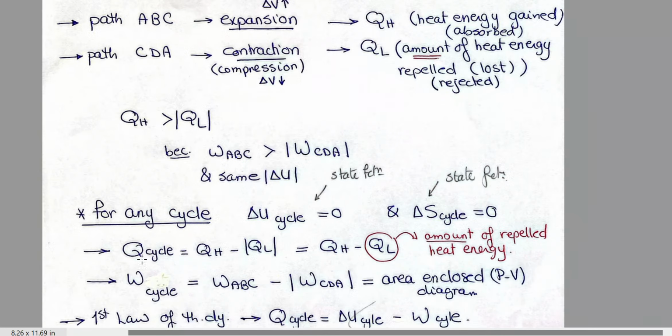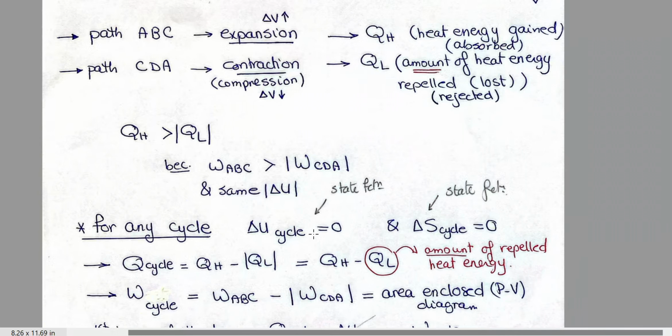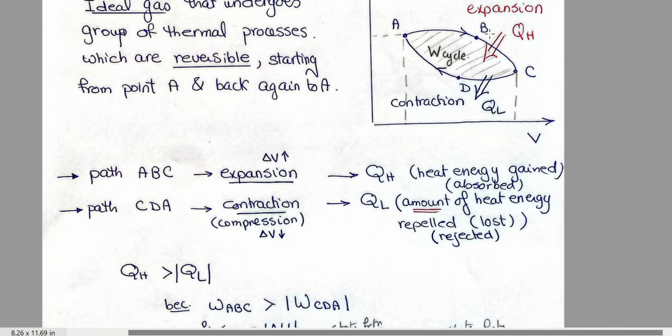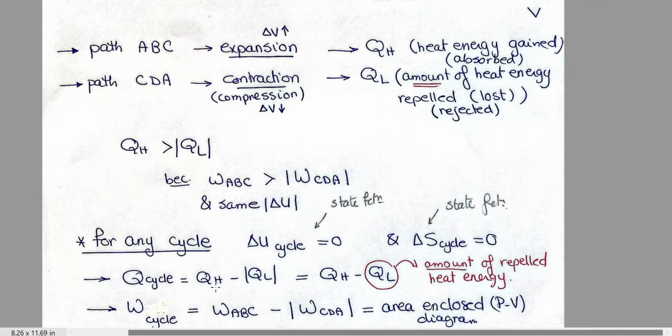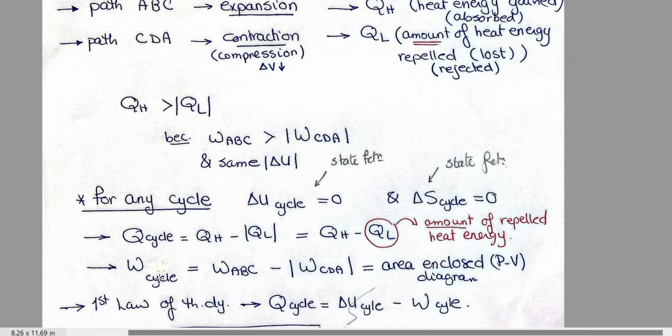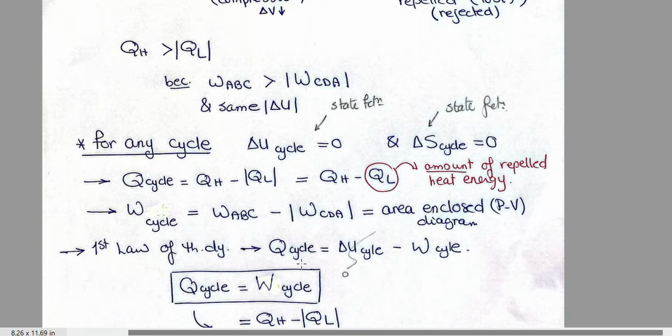I want now to calculate the Q for the whole cycle. The Q for the whole cycle will be found by adding QH and QL. But now I am denoting QL with absolute value, the amount of heat energy rejected. So the Q of the cycle will be the amount of heat energy gained minus the amount of heat energy lost. This will give you the Q of the cycle. And from applying the first law of thermodynamics, Q of the cycle equals delta U of the cycle plus W of the cycle.